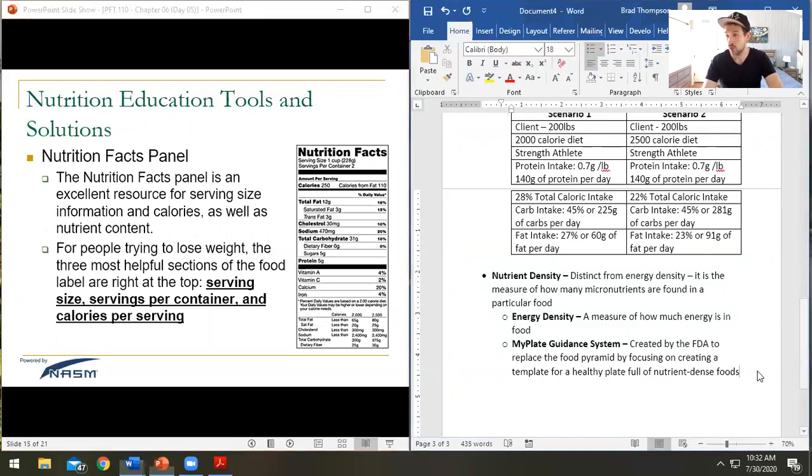Now, obviously, you do want to make sure you're still reading the nutrition facts panel, right? We've already talked about this in our nutrition class, but when we're looking at a nutrition facts panel, the first thing you always want to look at is your serving size.